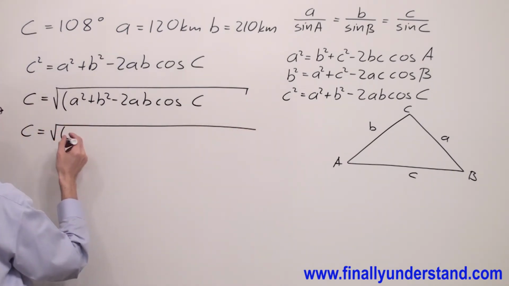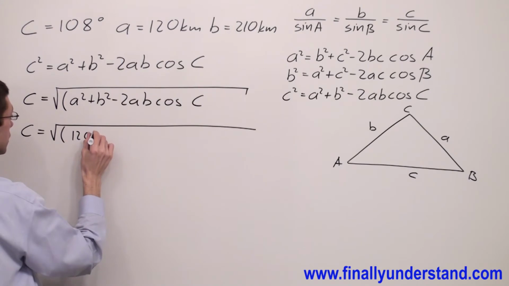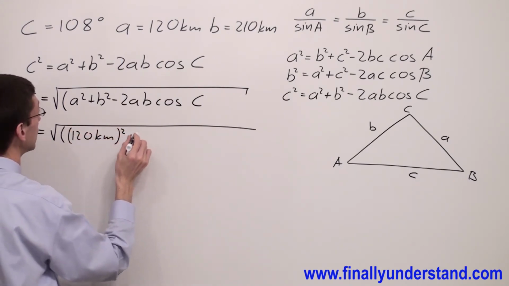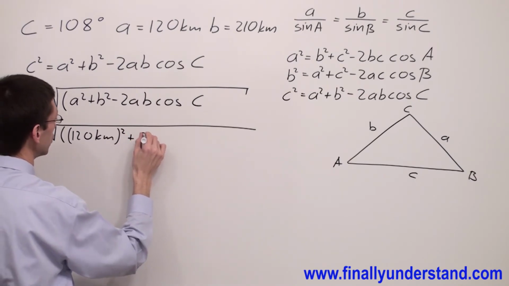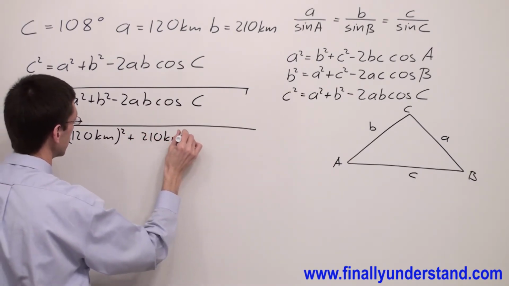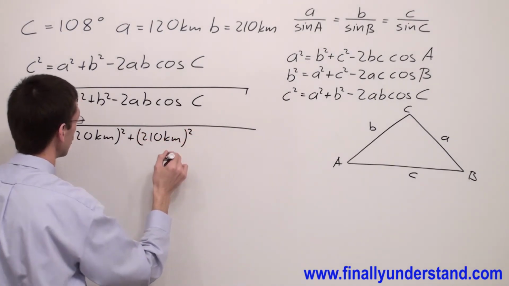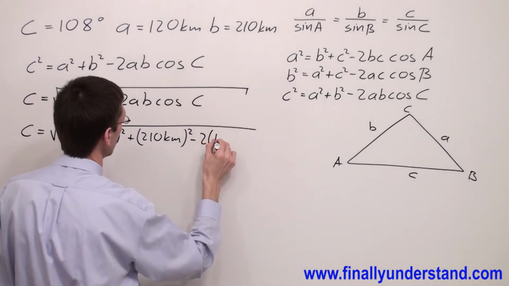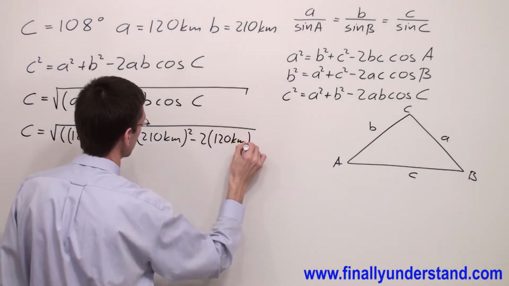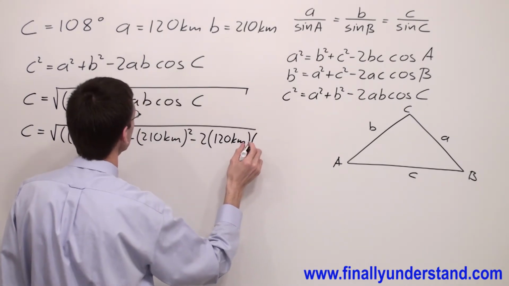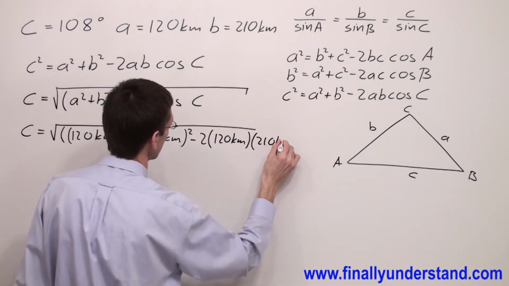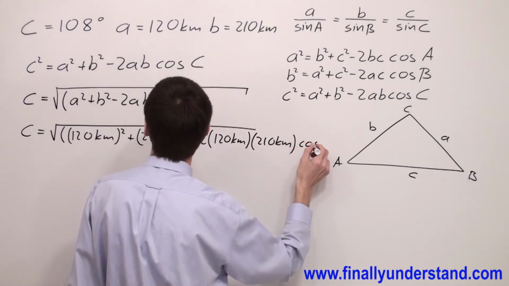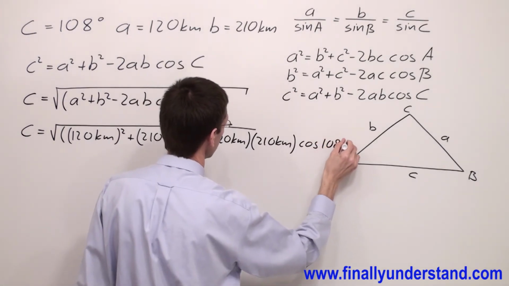open parenthesis, a is equal to 120 kilometers to the second power plus b, which is equal to 210 kilometers to the second power minus 2 times a, which is equal to 120 kilometers, times b, which is equal to 210 kilometers, times cosine of angle 108 degrees.